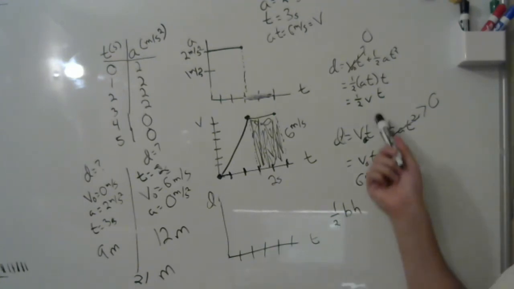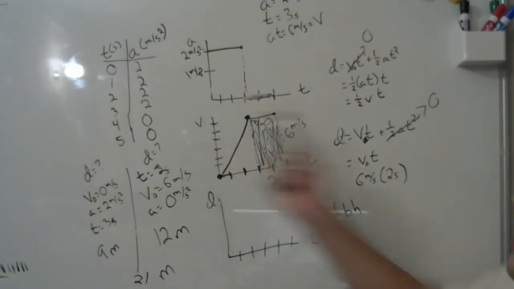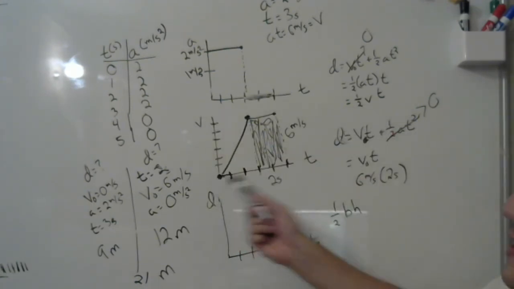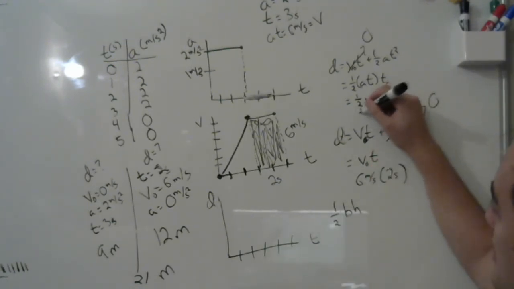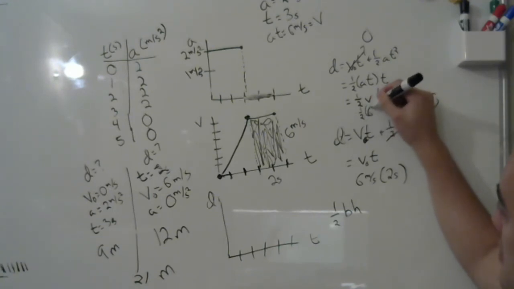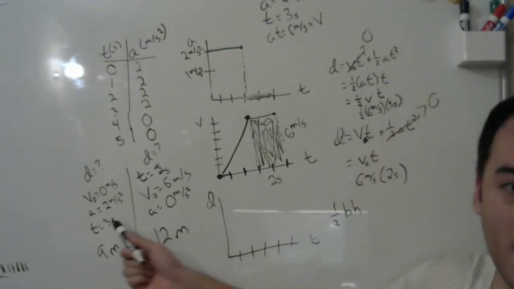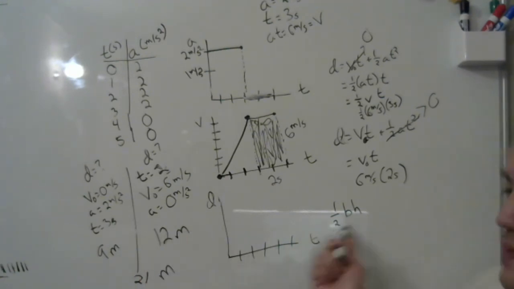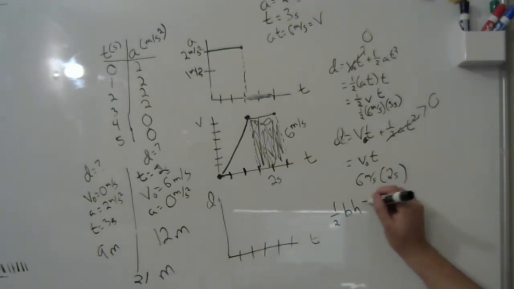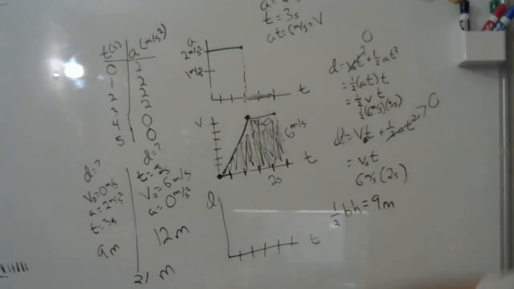1/2 height is velocity. Base is time. So 1/2 vt is 1/2 times 6 meters per second times 3 seconds. That's exactly what we have over here. 1/2 at squared is 1/2 vt. 1/2 base times height is also 9 meters. The area of this triangle is 9 meters.